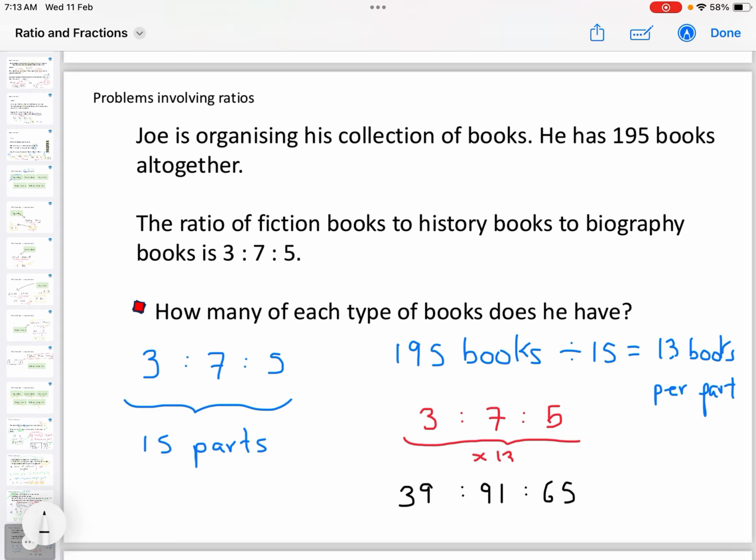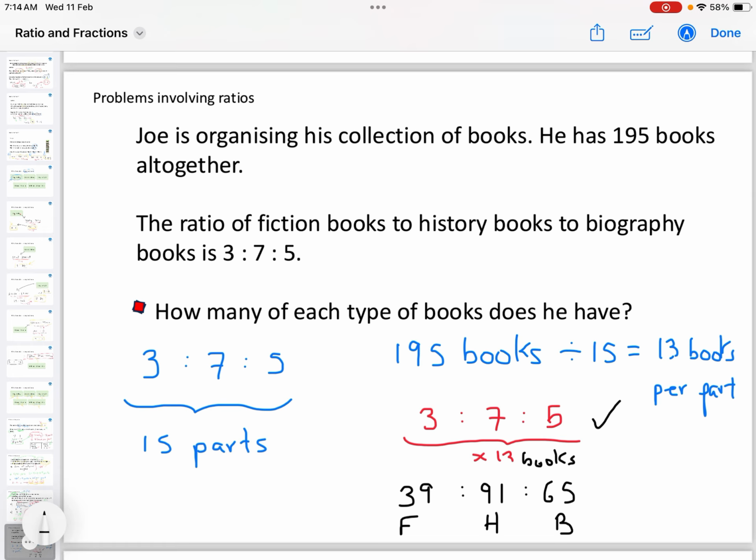So what we're going to say here is that 39 is fiction, F for fiction, 91 is history, H, and 65 is biography. Okay, so that is the proportion of books, 39 to 91 to 65. Once again, the first ratio is the simplest form of the ratio. Once we multiply by 13 books, remember that each section has 13 books, then we find the total amount of books per type. So fiction 39, history 91, and then biography 65.